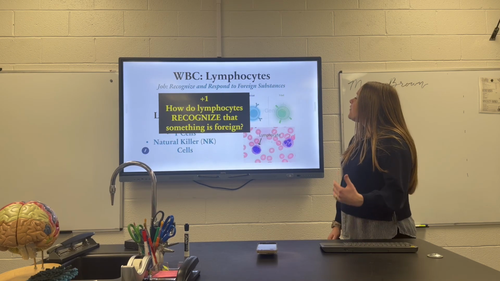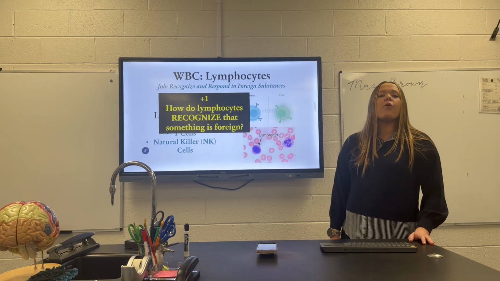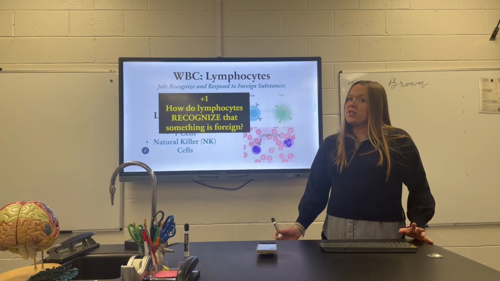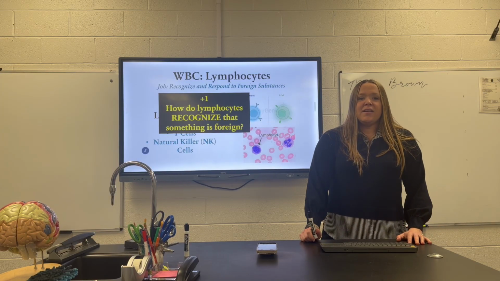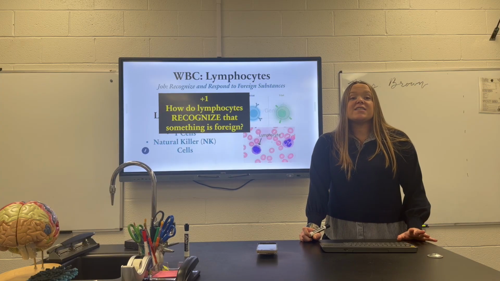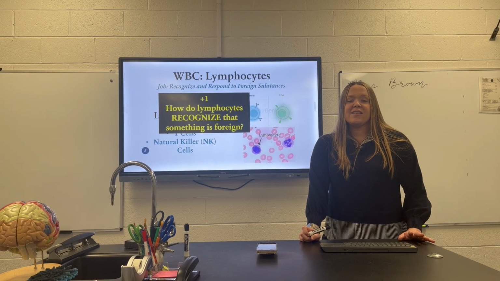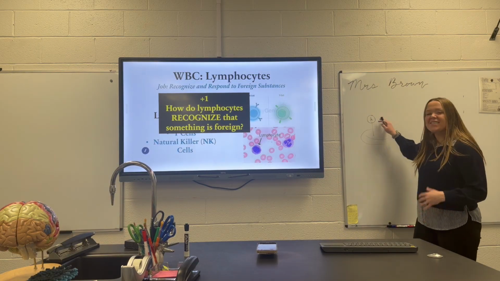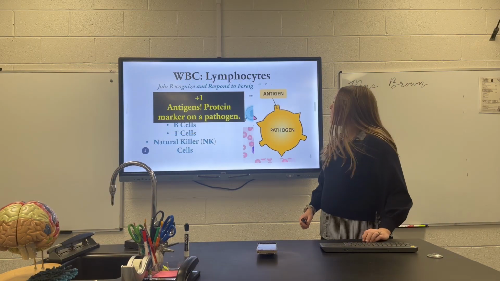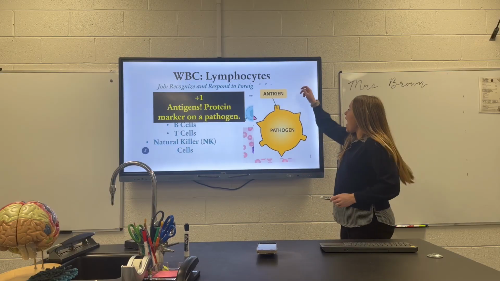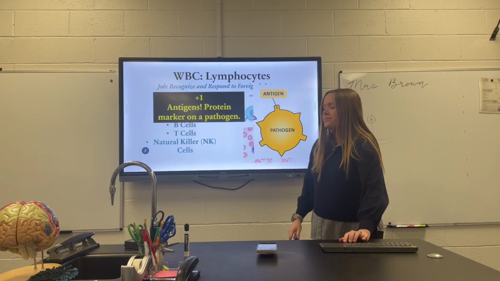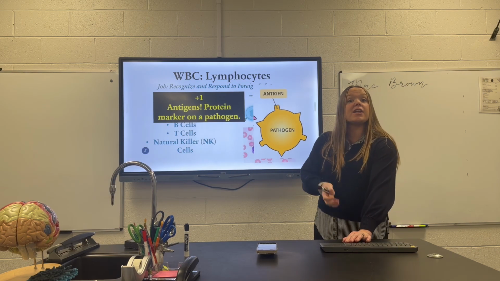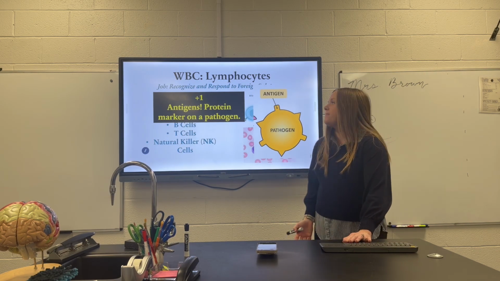But how do lymphocytes recognize that something is foreign in the body? We kind of already talked about it. Really simple. Oh, you're talking about the antigens, right? Antigens, yes. A lymphocyte will recognize an antigen, and it will realize that it's a foreign invader. We talked about this with antibodies as well, so we'll go into that. But yeah, a protein marker on a pathogen is an antigen. That's how lymphocytes know it's a foreign pathogen.